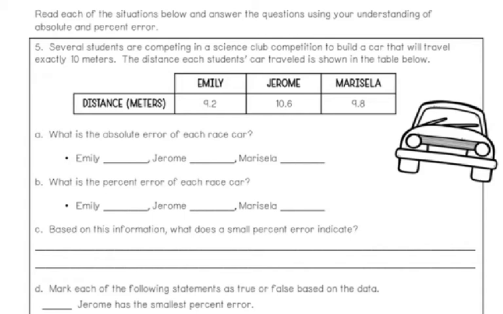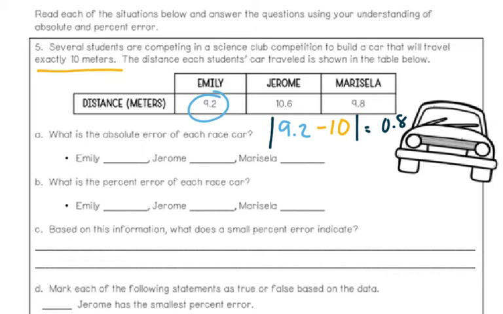The next question says, several students are competing in a science club competition to build a car that will travel exactly 10 meters. The distance each student's car traveled is shown in the table below. We're going to use this information, first of all, to find absolute error for each person's race car, and we'll start with Emily. For each person's race car, the exact value is going to stay the same at being 10 meters, as stated in the problem, that's what the car should go.